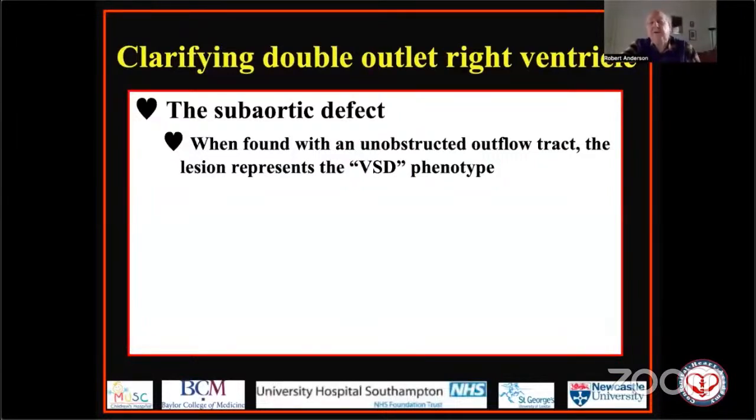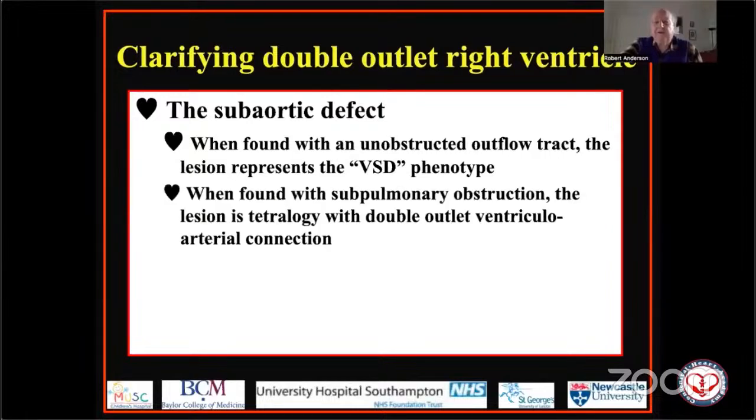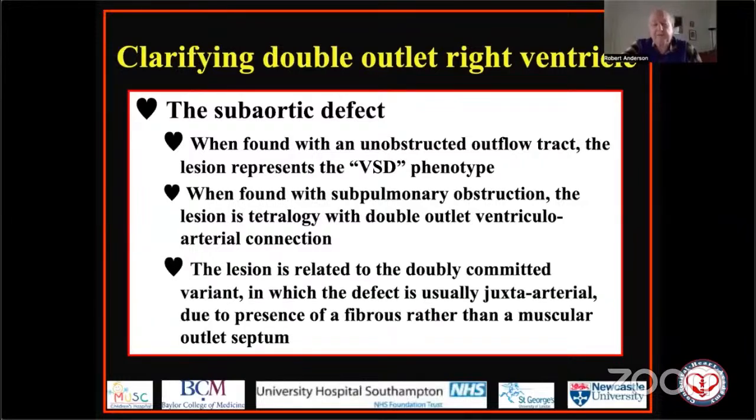So when we have a subaortic defect, if the subpulmonary outflow tract is unobstructed, then we are dealing with the VSD phenotype. If associated with subpulmonary obstruction, we have the combination of tetralogy with double outlet ventricular arterial connection. But we can also find the situation, oftentimes with normally related arteries or side-by-side arteries, in which the defect is juxta-arterial. And oftentimes the features of those hearts is that the outlet septum is fibrous rather than muscular.